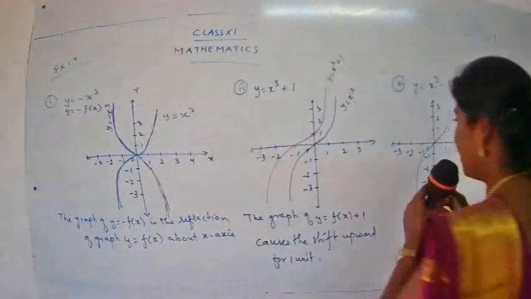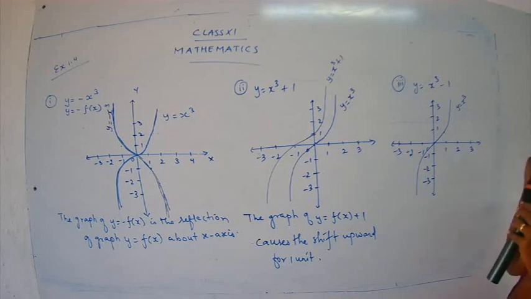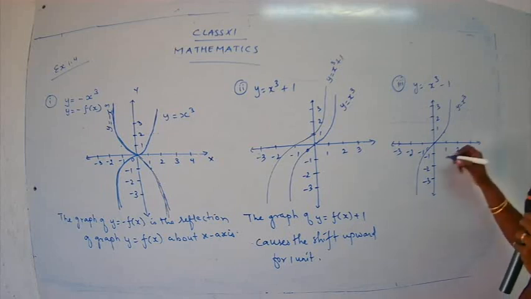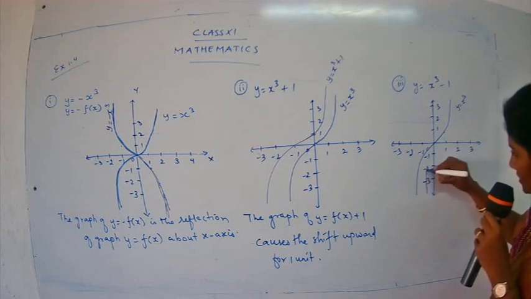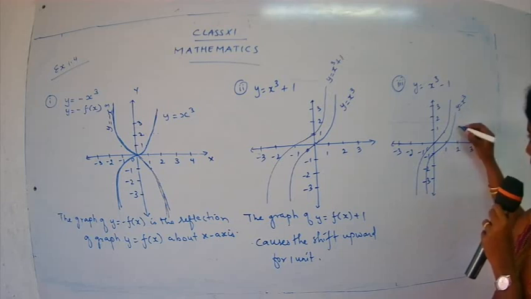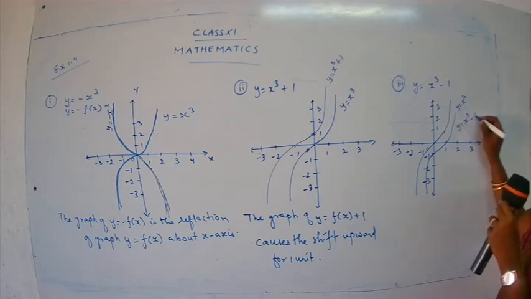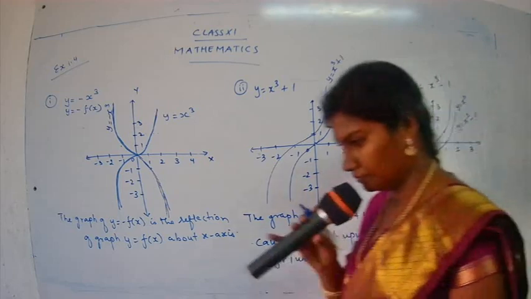Very good. Once we are clear with the concept, in a fraction of a second, we can plot our graph. So this point is going to shift to minus 1. So it goes like this from minus 1. So y is equal to x cube minus 1. Write down the explanation here. Complete the explanation.